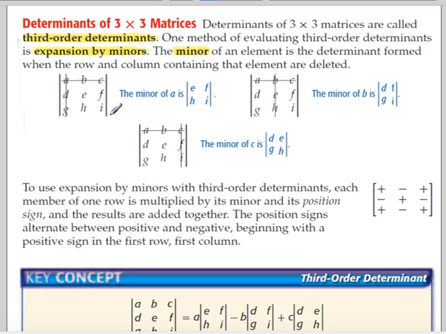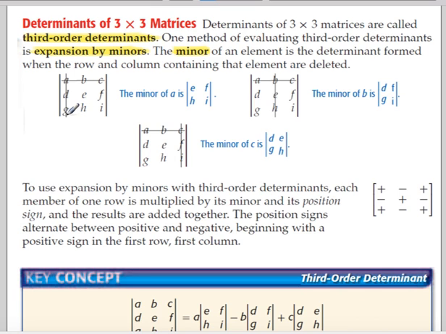So now let's go ahead and look at 3 by 3s. We did 2 by 2s, now we're looking there at 3 by 3s. Now 3 by 3s, we've got one method of being able to find the determinant. It is expansion by minors. You can't use the same ad minus bc thing for 3 by 3s. It looks a little different here. It's a little bit more complicated.